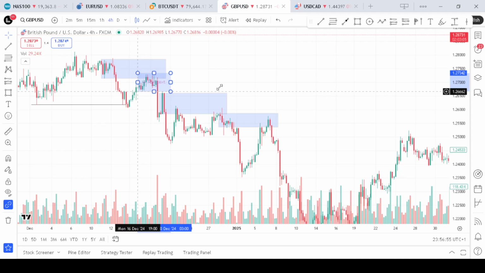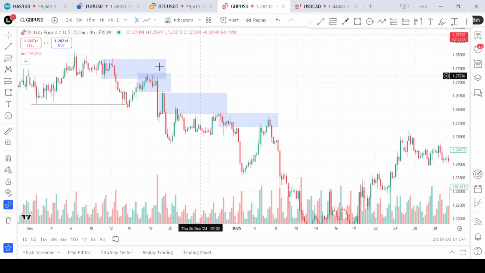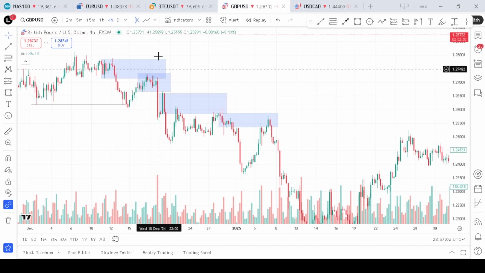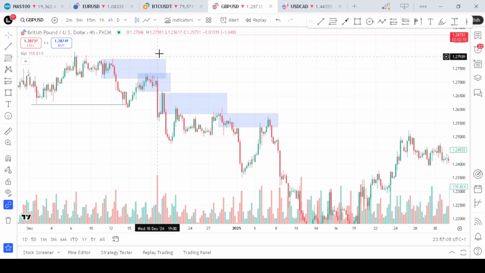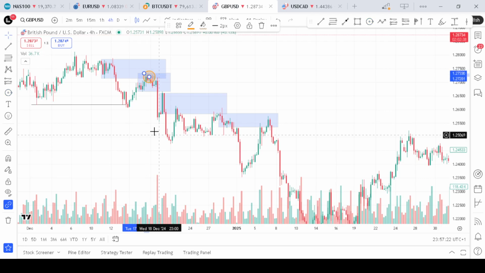When price returns to an order block, you have a high probability trading opportunity. Look for these specific characteristics. First, watch for strong momentum moving away from the block. As you can see, when price got to this block at this area, you can see the swift move away from that area. It shows that there is strong momentum moving away from the block.